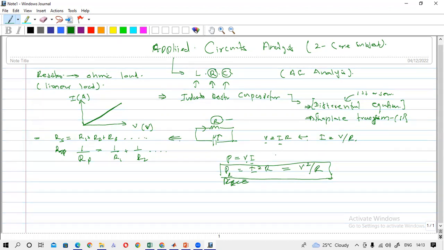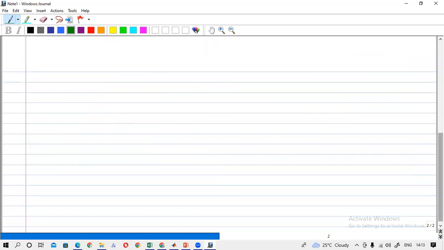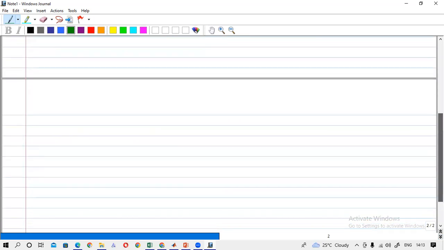If not, kindly refer to your old notes. Anyway, we will start our study from the capacitor, or condenser, also called a condenser.